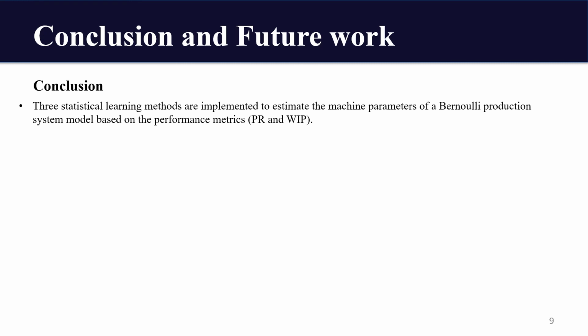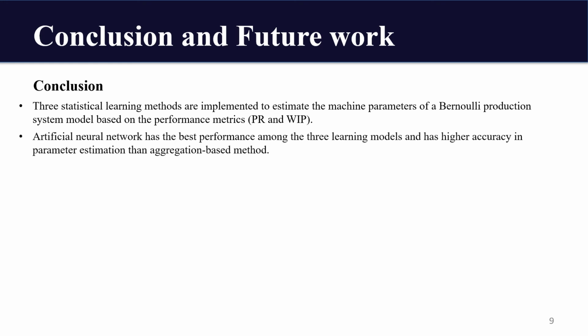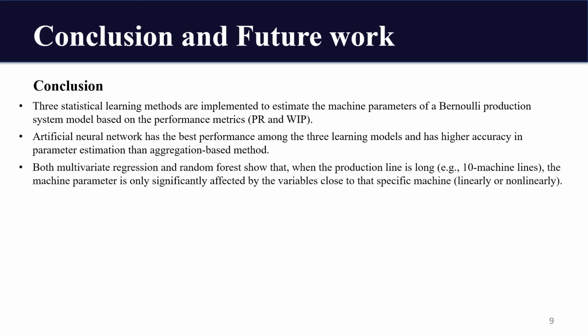In conclusion, first, 3 statistical learning methods are implemented to estimate the machine parameters of a Bernoulli production system model based on the performance metrics PR and WIP. Then, the artificial neural network has the best performance among the 3 learning models and has higher accuracy in parameter estimation than the aggregation-based method. Moreover, both multivariate regression and random forest show that when the production line is very long, the machine parameter is only significantly affected by the variables close to that specific machine, linearly or non-linearly.